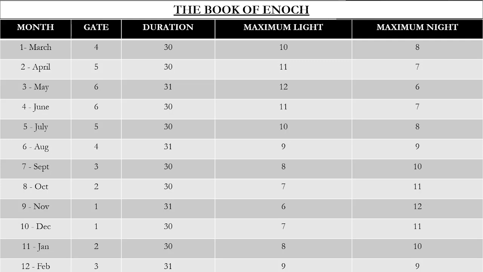It's in the third gate, and there are 31 days for this one because there is an intercalary day right there. It's indicating that we are shifting seasons. We're leaving winter, going into spring. Maximum light is 9 hours. Maximum night is 9 hours. And you will notice that this is the spring equinox. This is for spring equinox where you see February where you have the equal day and equal night. That's the spring equinox. Okay. All right.